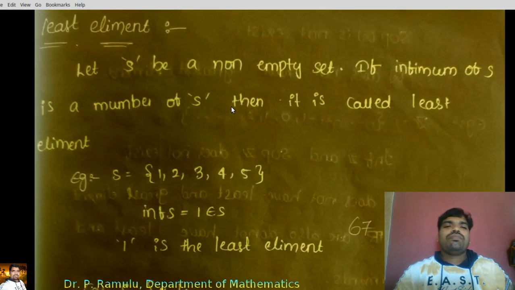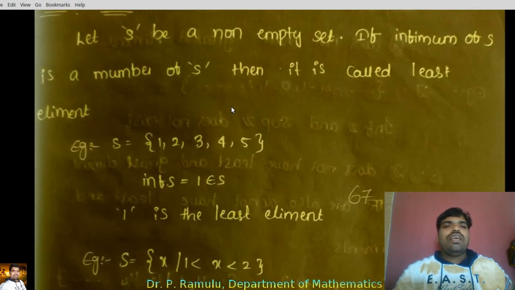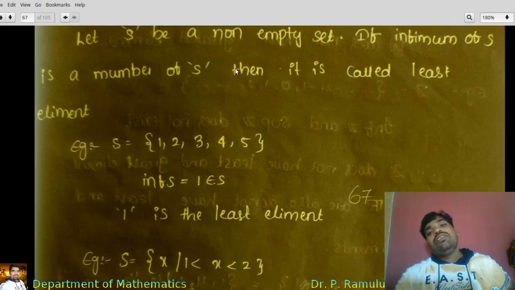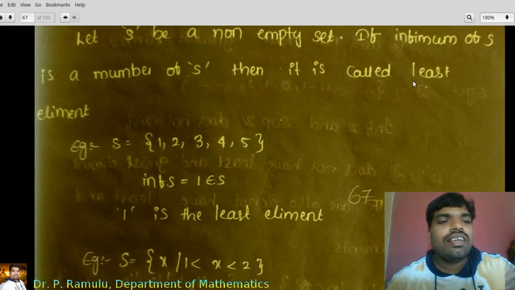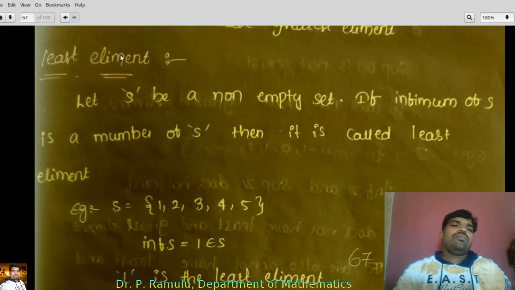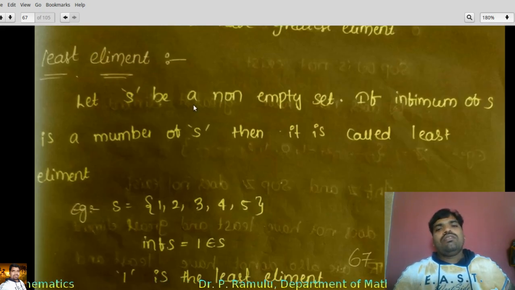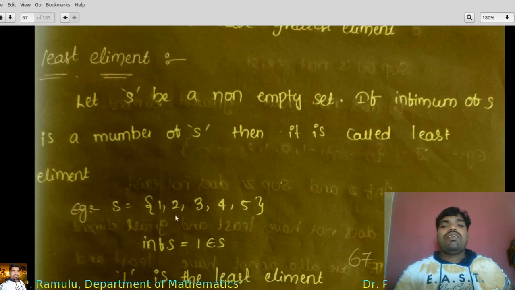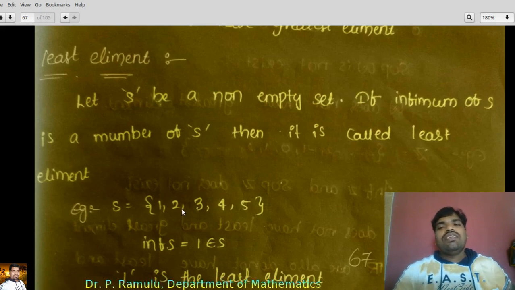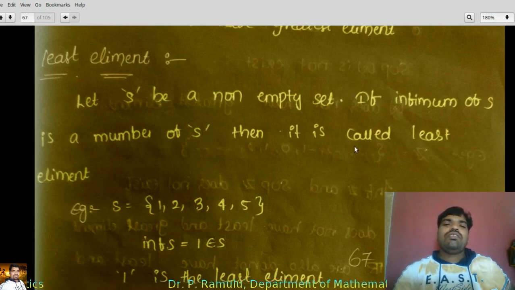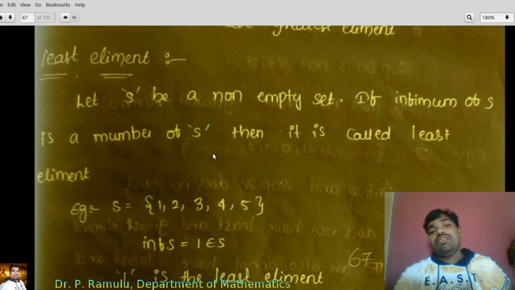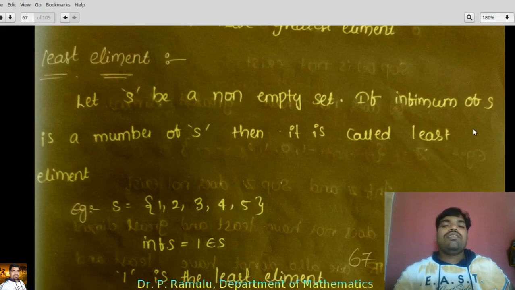Least element. Let S be a non-empty set. If the infimum of S is a member of S, then it is called the least element. Previously we said that if the supremum is a member of S, then we say greatest element. Here, if the infimum of S is a member of S, then it is called the least element.